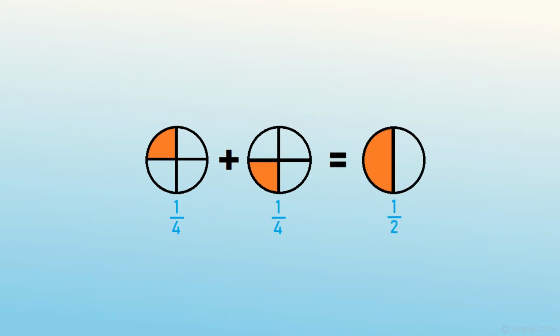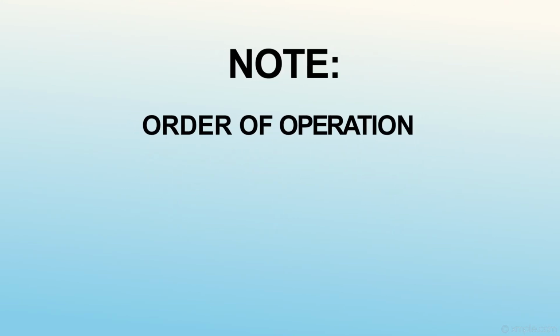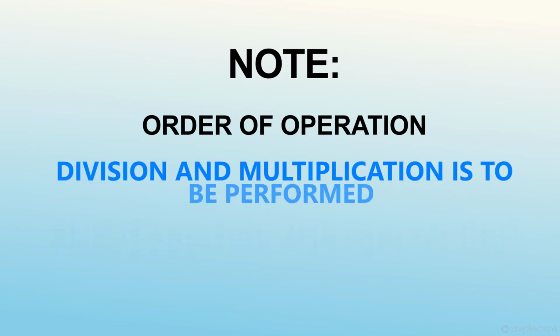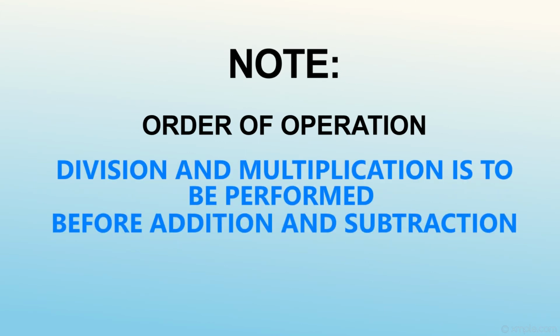You can see this with respect to the diagram. Let me tell you where we went wrong. There is a rule in mathematics called order of operations, which says you have to do division and multiplication before you add or subtract.